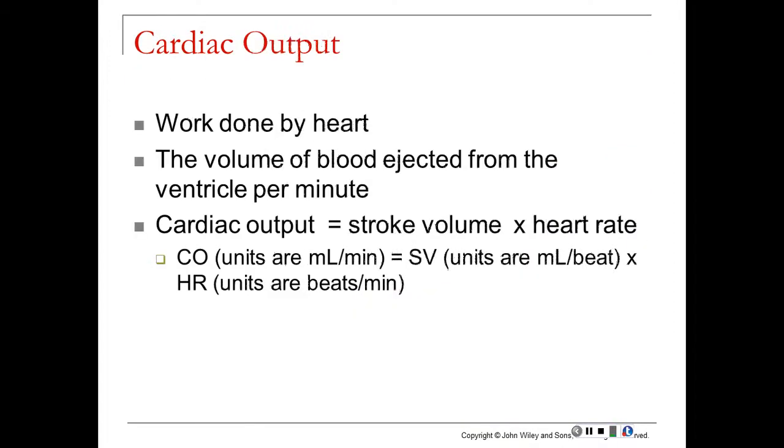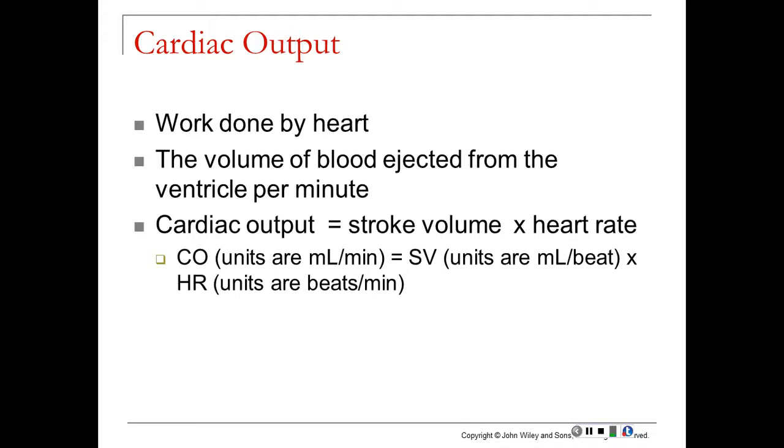Overall cardiac output is the term given to the overall work by the heart. That's the volume of blood ejected per minute. So the cardiac output equation is stroke volume times heart rate. Cardiac output in general is equal to the stroke volume, which is usually given in milliliters, times heart rate, which is usually given in beats per minute.